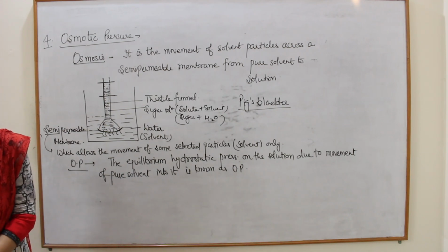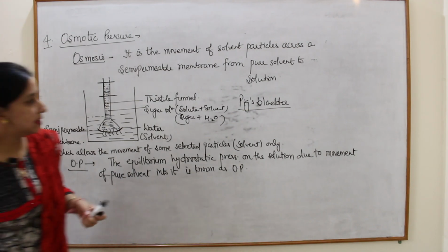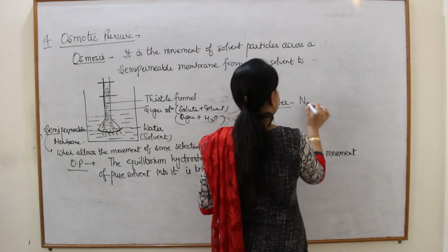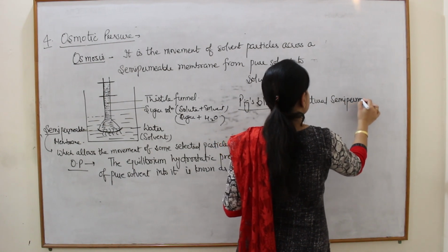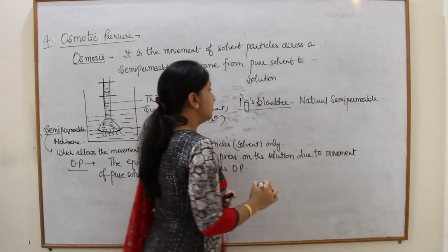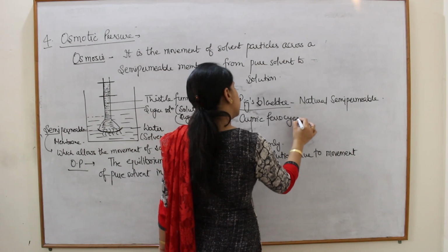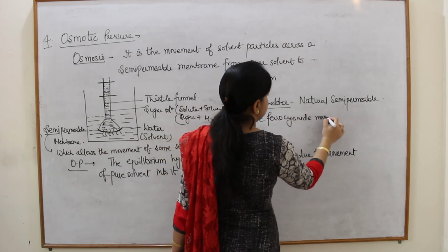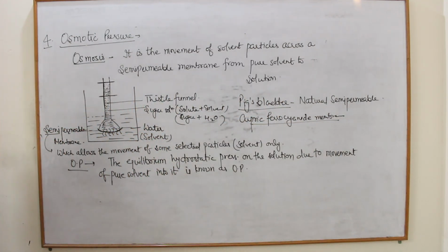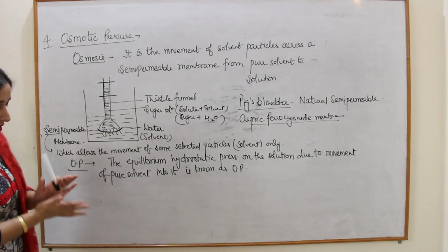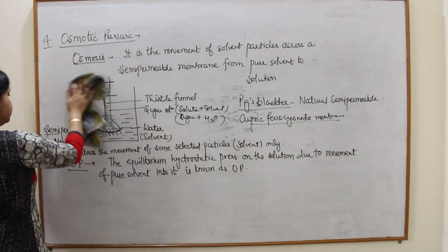In addition to this, there are some man-made semi-permeable membranes also. For example, this is your natural semi-permeable membrane. The best man-made example is cupric ferrocyanide membrane. So these are the examples of semi-permeable membranes. We can easily show osmosis in labs also.